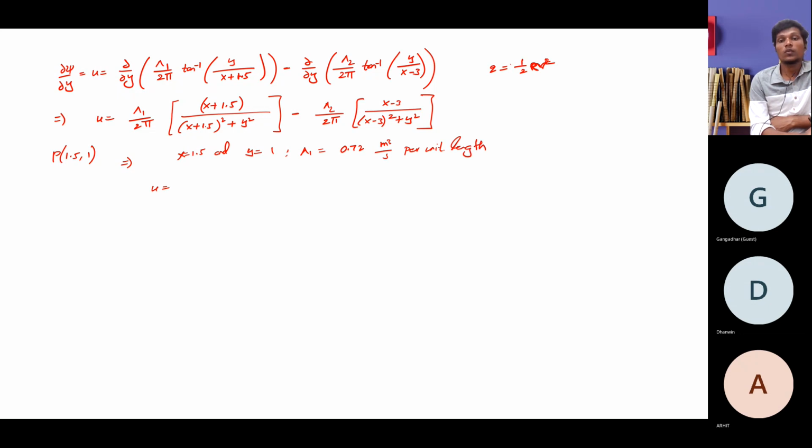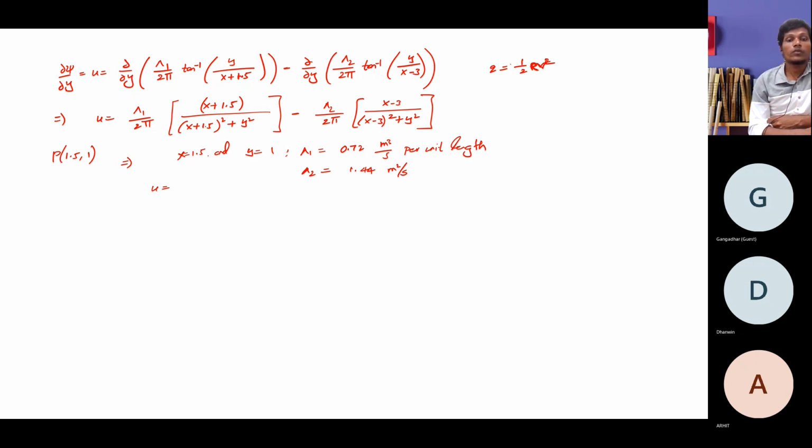Meters cube per second per unit length. Then if this is per unit length and you divide that by meter, it will become meter square per second. So that is a slight correction needed in the question. And the same for the sink flow, the value is 1.44 meters square per second. I will write directly instead of using per unit length.